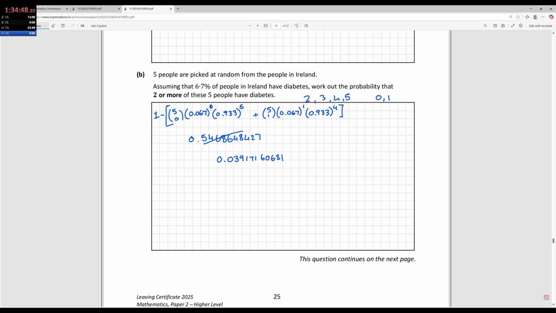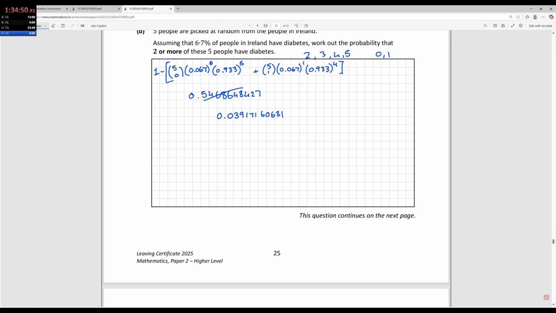Okay, it's strange. That's very strange. I'm going to look at the marking scheme straight after this, actually, because that one is a very peculiar one.